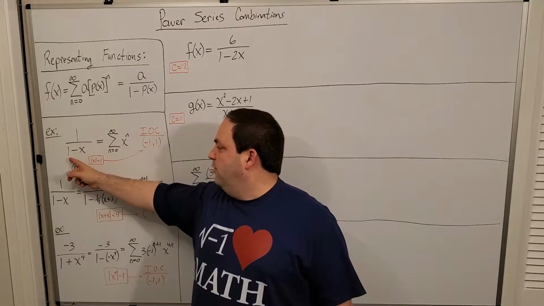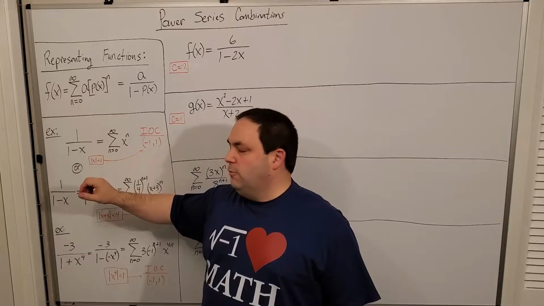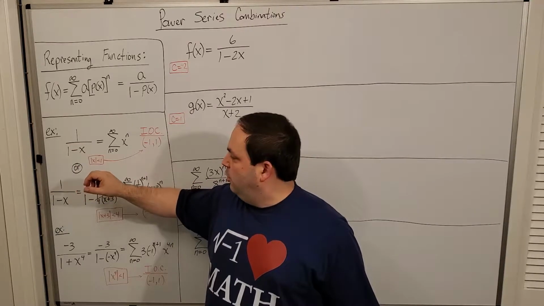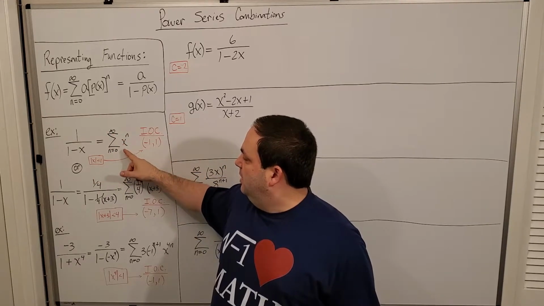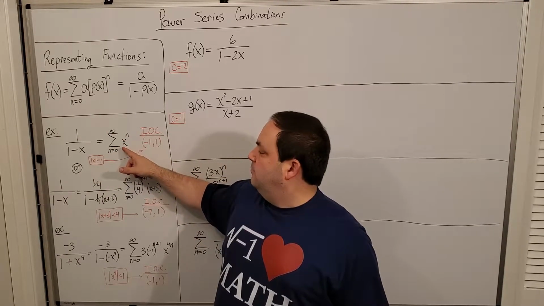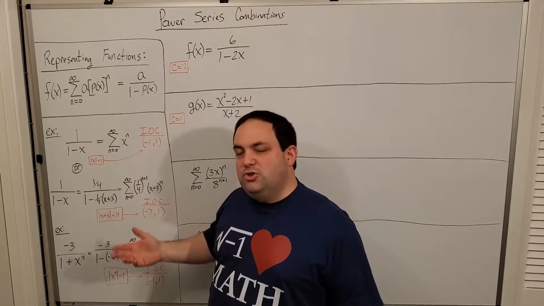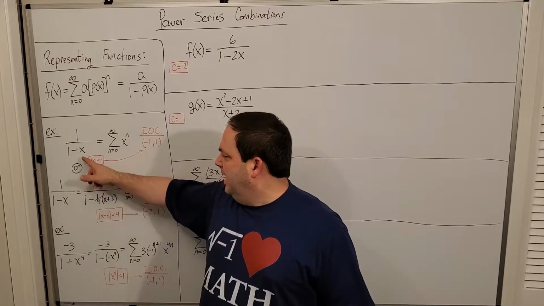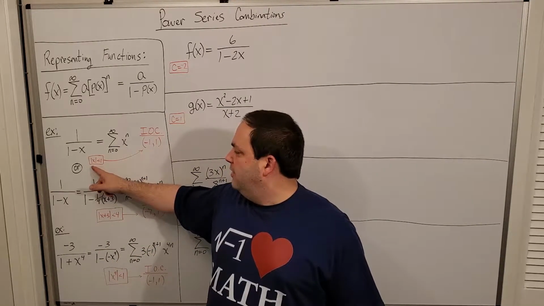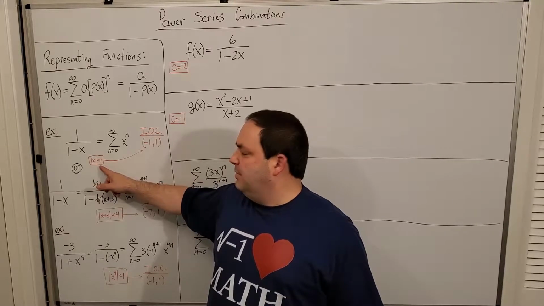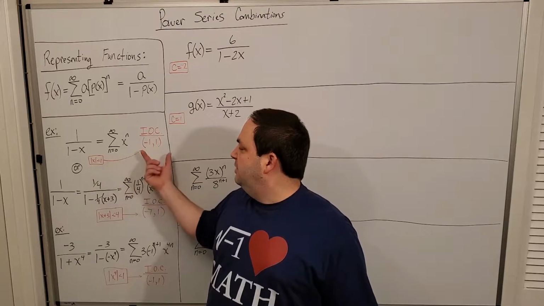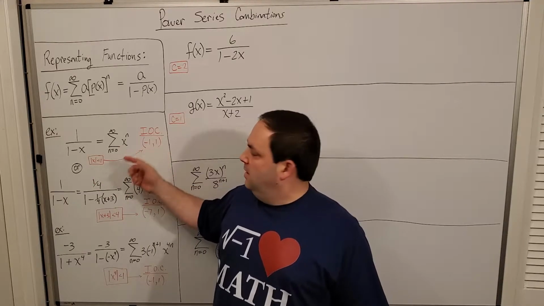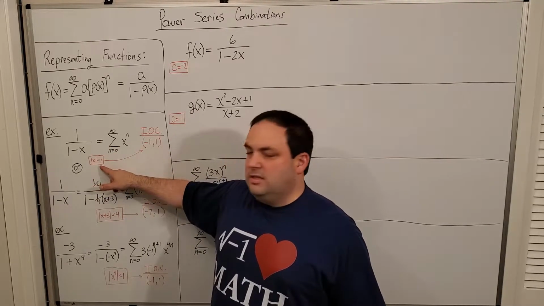If I have 1 over 1 minus x, that's already ready to go for a certain format where x could be my r. So I'd have the sum of x to the n, right? This is my r to the n power is my geometric setup. And since it is geometric, the absolute value of the r has to be less than 1, which gives me an interval of convergence of x between -1 and 1, because the absolute value of x has to be less than 1.